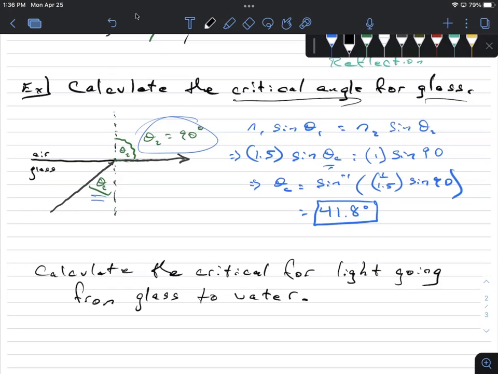So this is nice. Whole bunch of questions can be asked about what seems to be a fairly complicated phenomenon, but they all, at the end of the day, are Snell's law with the special case of theta 2 being 90, and you're looking for theta 1. So any questions about the critical angle?